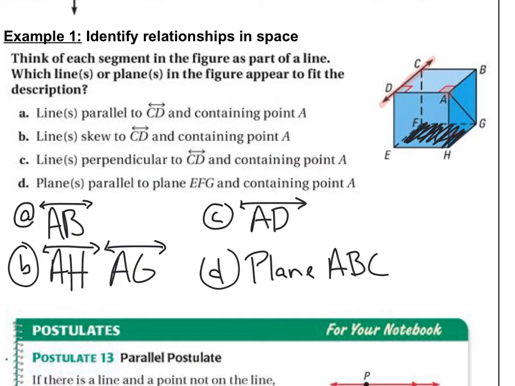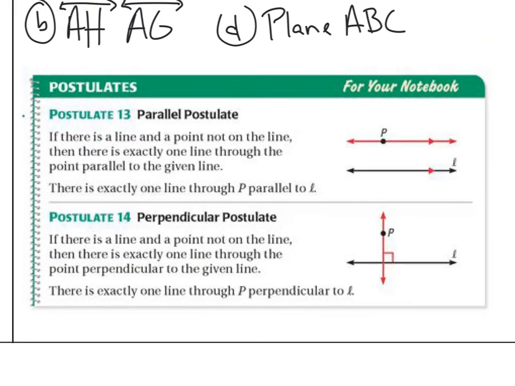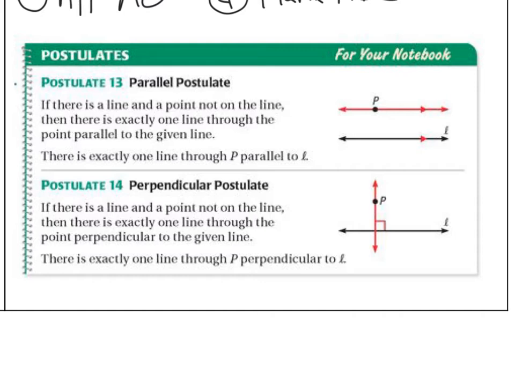All right, so your new best friends now, these postulates, we need to add these two more to it, the parallel postulate and the perpendicular postulate. Basically, all they're saying is that if there is a line and a point not on the line, so we have line L and a point not on that line, point P, there is only one line that is parallel to that given line through that point. So there's only one line that goes through P that is parallel to line L.